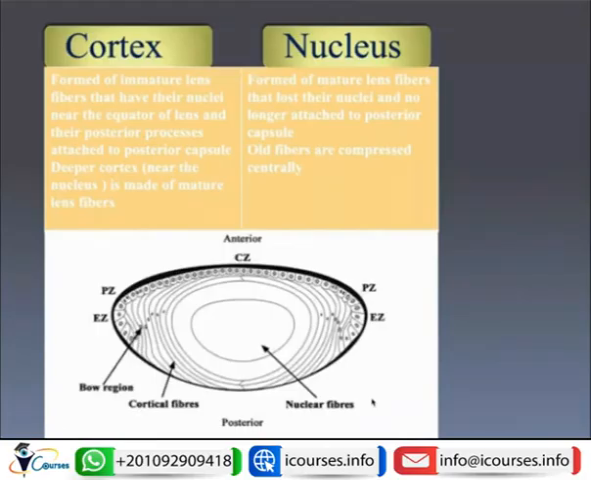So from this we know that the cortex is formed by the superficial lens fibers, the immature lens fibers that have their nuclei near the equator forming the nuclear bow, and their posterior processes are attached to the posterior capsule, while the nucleus is formed from more mature lens fibers that lost their nuclei and lost their attachment to the posterior capsule, and they are more rigid, with serrated edges, and more compressed centrally.